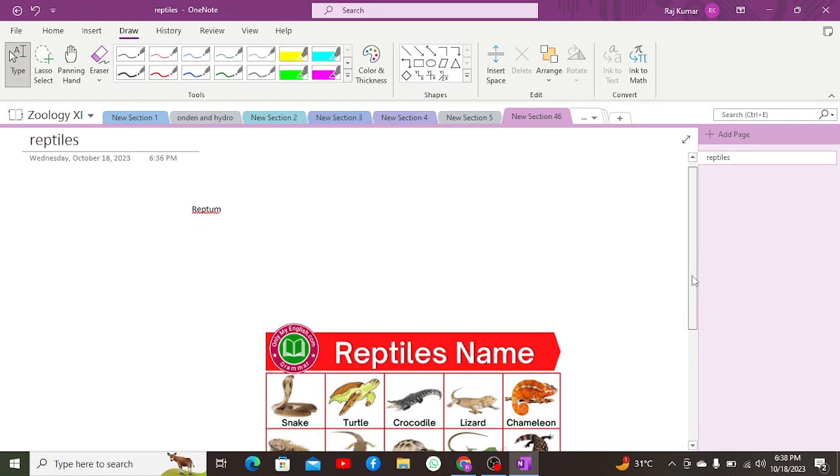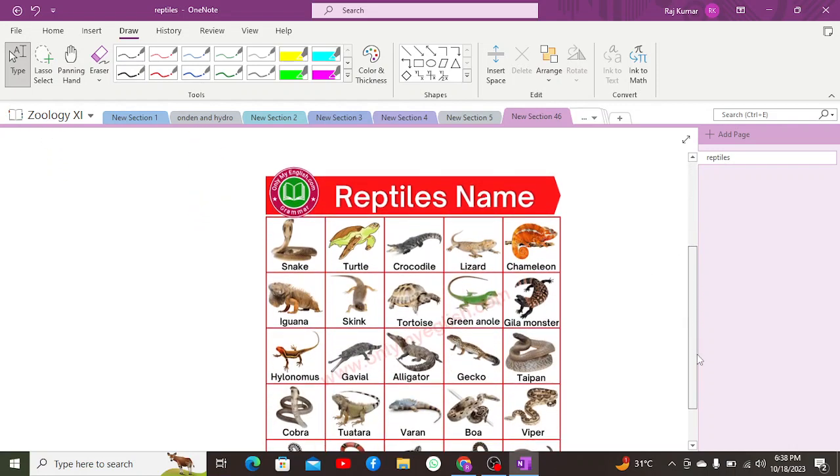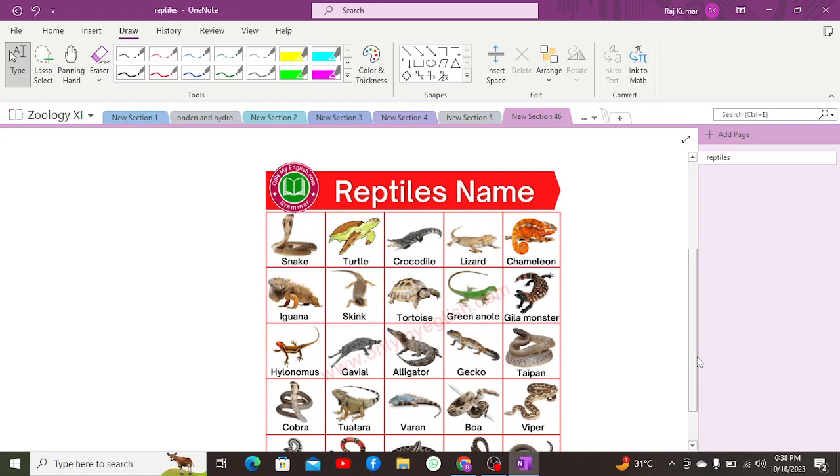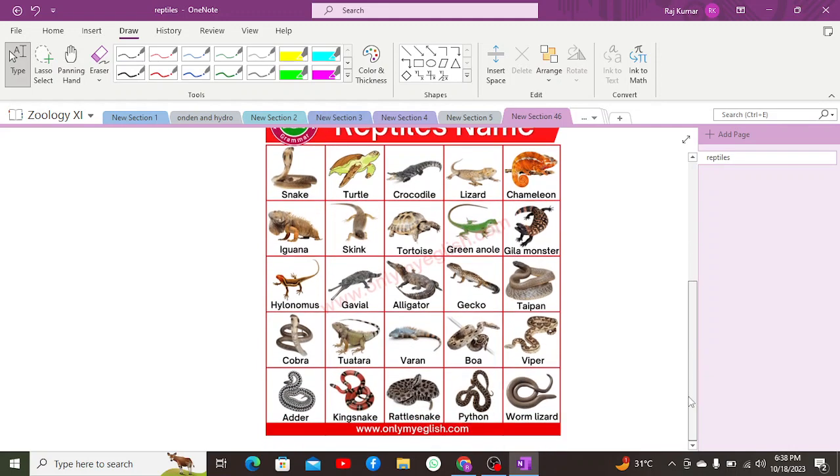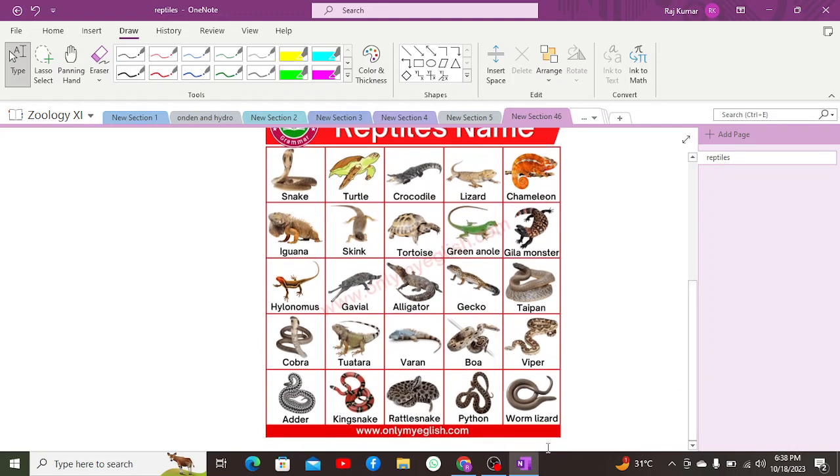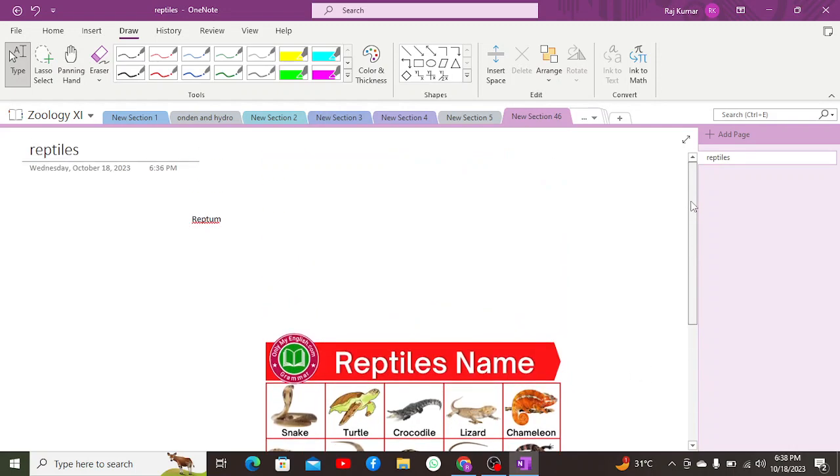Some of the reptiles which you might be familiar with are present on the screen. You can see many of these showcased here. Coming to our main point, how these evolved: they evolved around 250 million years ago, and they evolved from the dinosaur.